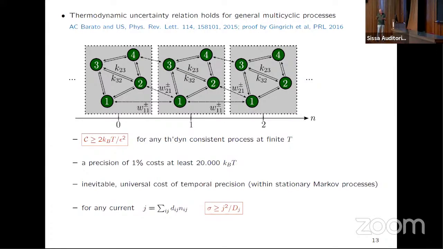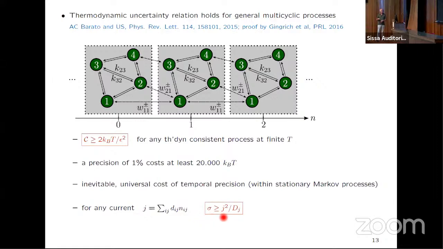So in a sense, slightly more generally, you can show that for any current, which is basically given by the sum over all links, you can associate with each link ij a time asymmetric weight d.